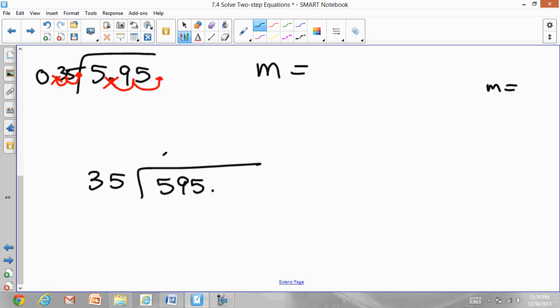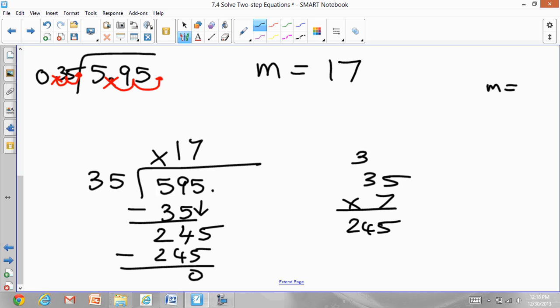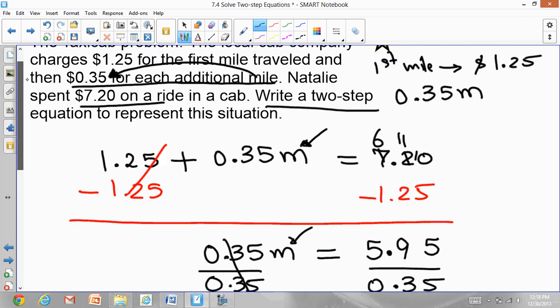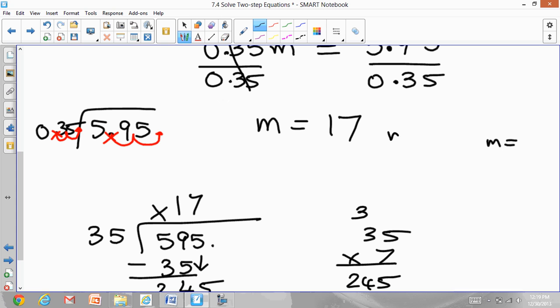So 35 cannot go in a 5. 35 goes into a 59 one times. And that is going to give you 2, 4, bring the 5. And 35 times 7 is going to give you 245. So this is going to be 7, 2, 4, 5. So you're going to get 17. So the question was how many miles? So in this case, it's going to be 17 miles.